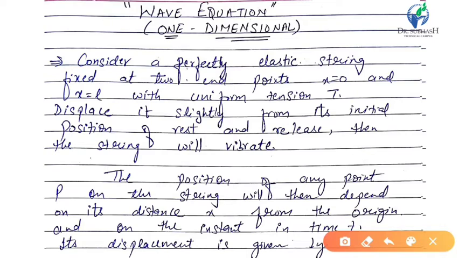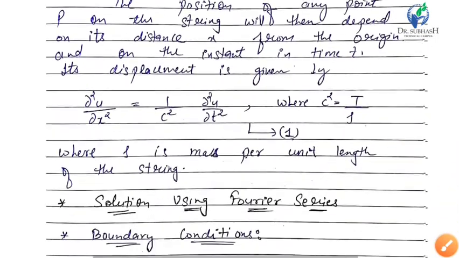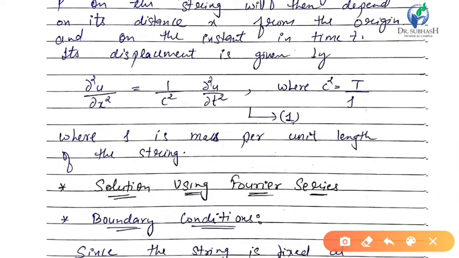Consider a perfectly elastic string at two endpoints x equal to 0 and x equal to L with uniform tension T. We displace it slightly from its initial position of rest and then release. Then the string will vibrate. The position of any point P on the string will depend on the distance x from the origin and on the instant time t.